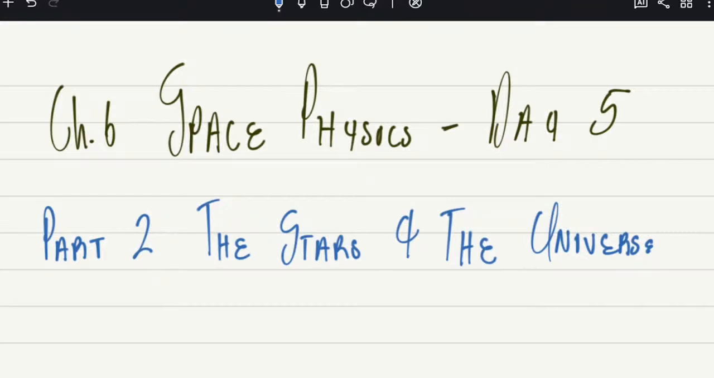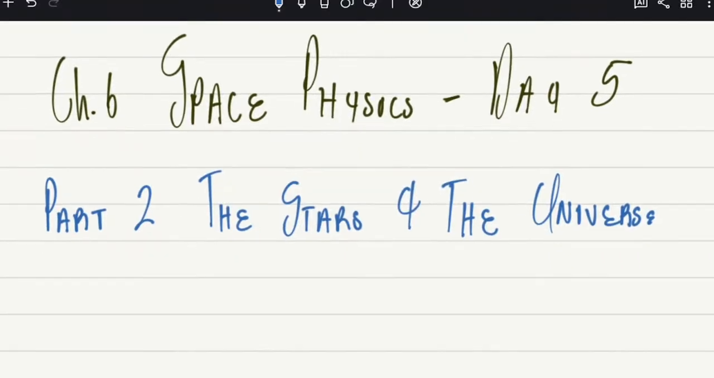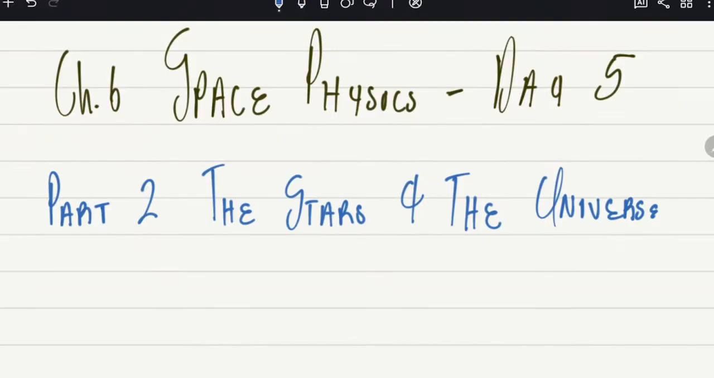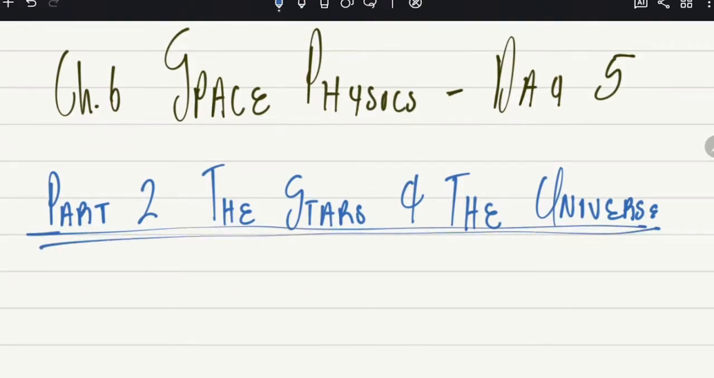So I'm going to give you a general overview. I've started the recording. Now let's quickly push. I'm going to give you a quick general overview of what you must know about the stars and the universe. This is part 2. It's not too hard, so we should quickly know and we should be done in no time at all.